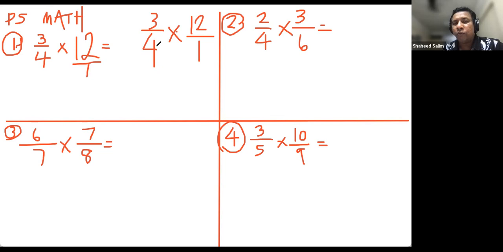4 and 12 can both be divided by 4. 4 divided by 4, 12 divided by 4. 12 divided by 4 is what? 4 divided by 4 is 1. 12 divided by 4, what times 4 equals 12? 3. So take 3 times 3, 9. Over 1 times 1 is 1. So this is equals to 9.